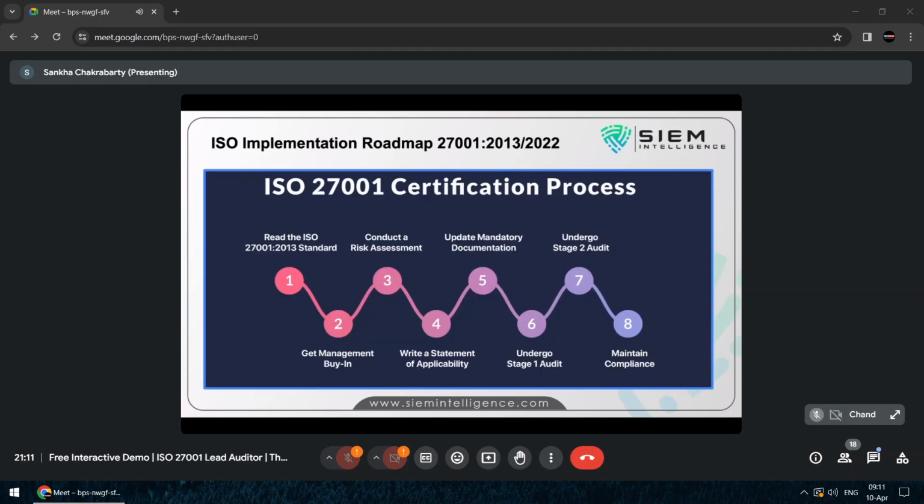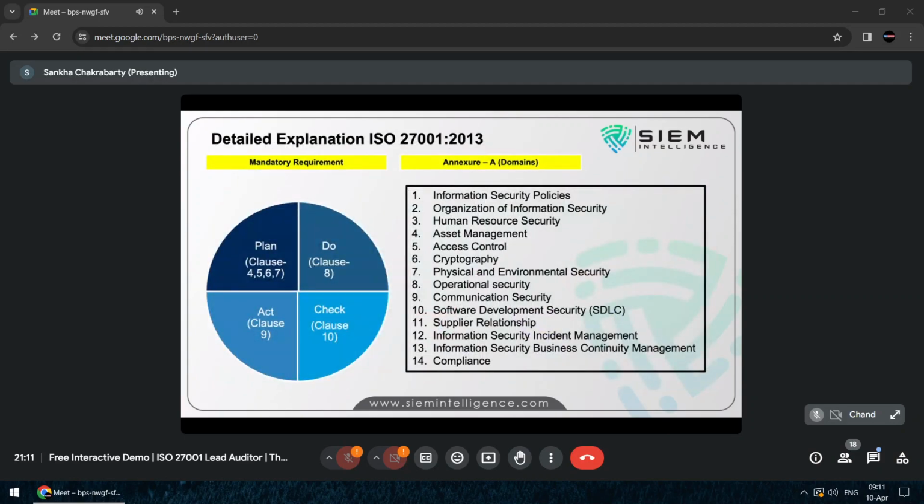Now, the certification process. You need to have the standard. You need the management buy-in to get proper financial support. You need to conduct the risk assessment. You need to write a SOA, that is the statement of applicability, and mandatory documents, undergo the stage one audit, stage two audit, and then the final compliance. Now, what is ISO 27001:2013? I'm starting with 2013 first, then I'll move to 2022.